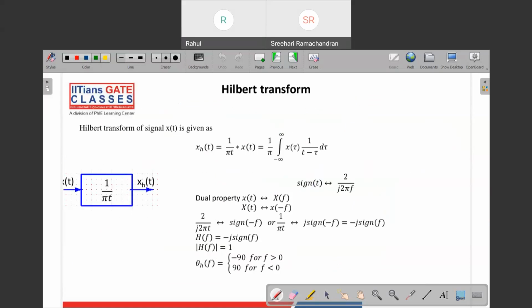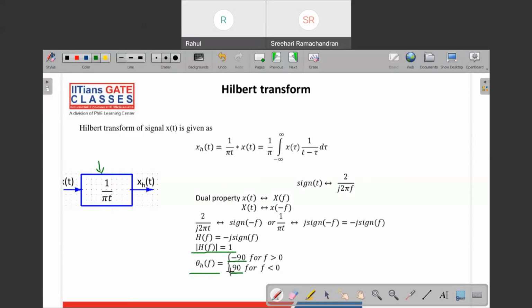In the time domain, the impulse response of the Hilbert transform is given as 1 by pi t. But in the time domain, you will not be able to appreciate this Hilbert transform. Let's see it in the frequency domain. When you take the Fourier transform of this Hilbert transform, it looks like this. Its magnitude spectrum will always be equal to 1, and the phase spectrum will either be 90 degrees or minus 90 degrees. If frequency is positive, minus 90 degrees. If frequency is negative, then it will be plus 90 degrees.